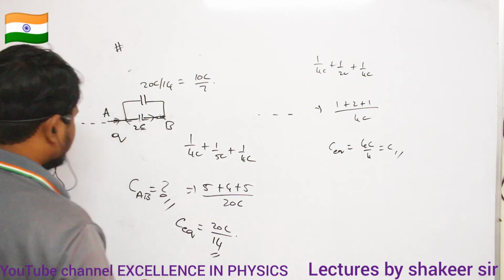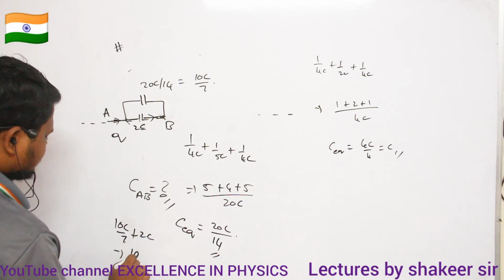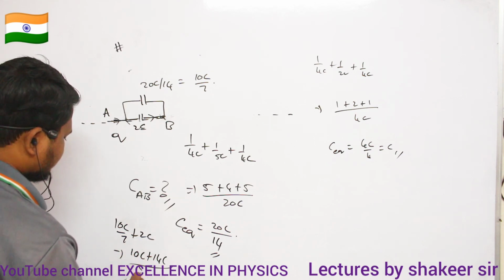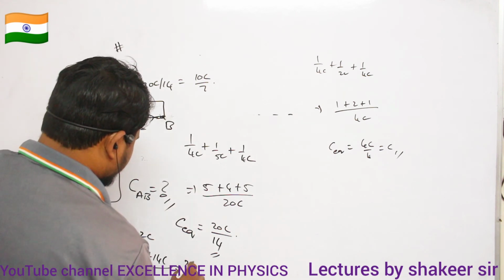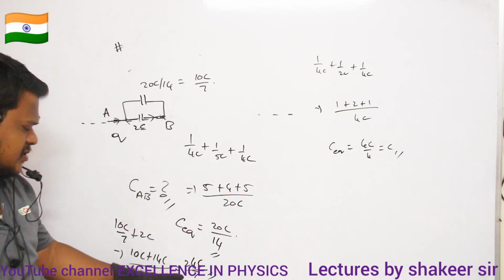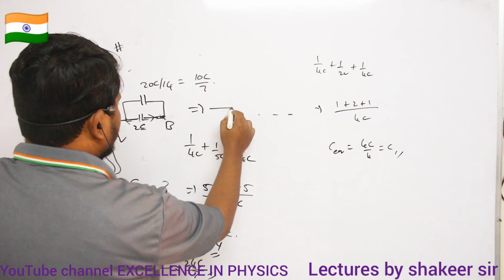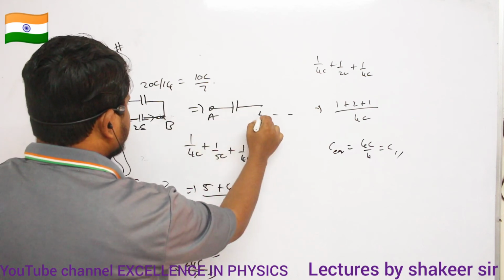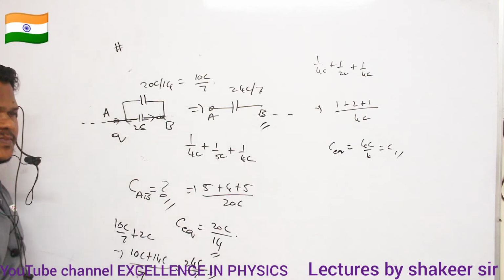So therefore, what is the equivalent capacitance? 10C divided by 7 plus 2C. So 10C plus 14C divided by 7, no? Divided by 7. So it is how much? 24C divided by 7. Clear? Are you able to see this one? 24C divided by 7. So therefore, what is the total equivalent capacitance I got? This is point A and this is point B. So this is 24C divided by 7. That is my answer. Clear?